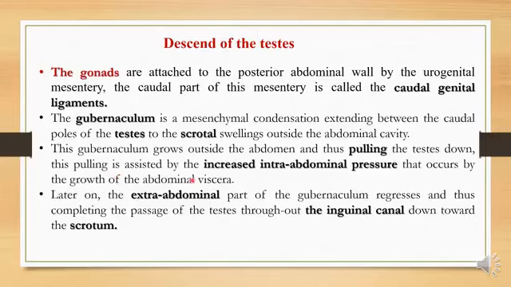This pulling is assisted by increased intra-abdominal pressure that occurs by the growth of the abdominal viscera. Later on, the extra-abdominal part of the gubernaculum regresses, thus completing the passage of the testes through the inguinal canal down toward the scrotum.